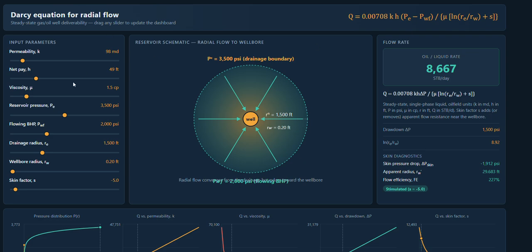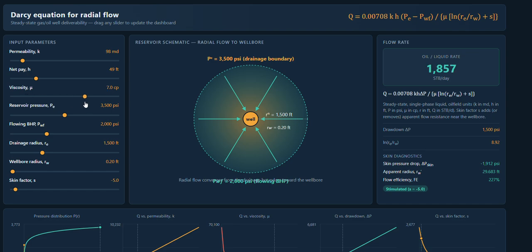On the left, you can see the input parameters. Drag the sliders: permeability, net pay, viscosity, reservoir pressure, flowing bottomhole pressure, drainage radius, wellbore radius, skin factor. Move any one, and the whole dashboard updates instantly. Of course, no submit button, as you can see here.